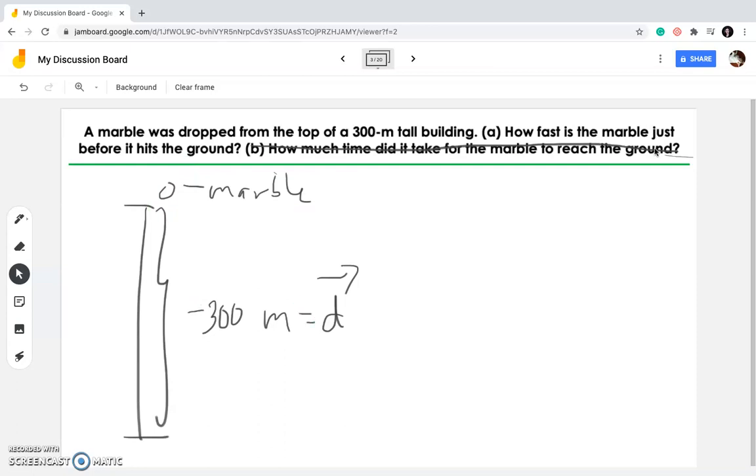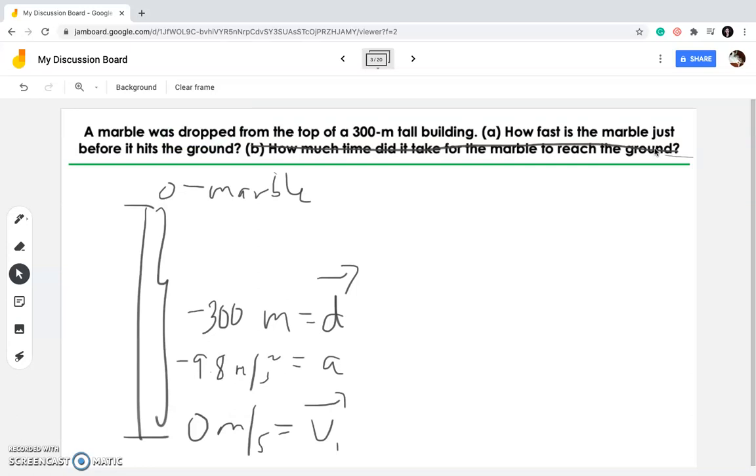And then once again, acceleration is negative 9.8 meters per second squared because it's still a freely falling body and it's still happening on Earth. What else do we know? Initial velocity is obviously 0 meters per second simply because the object was dropped. And we know that the initial velocity of dropped objects is actually 0.